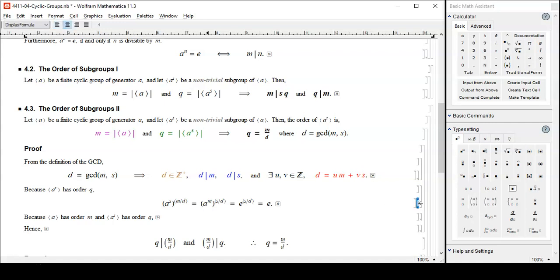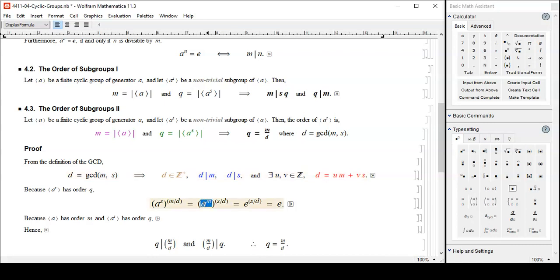Maybe I should expand the fonts just a little bit. a to the s power to the m over d power. Yes, that's an integer because d divides m, so m over d is an integer. And then if you use the exponent rule, we just have multiplication of all those powers, and the multiplication is commutative, so you can multiply m before s. So we have a to the n power to the s over d power.